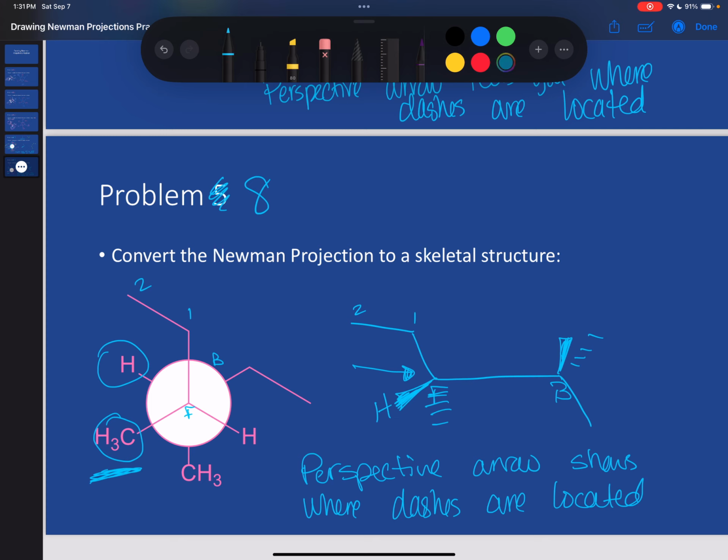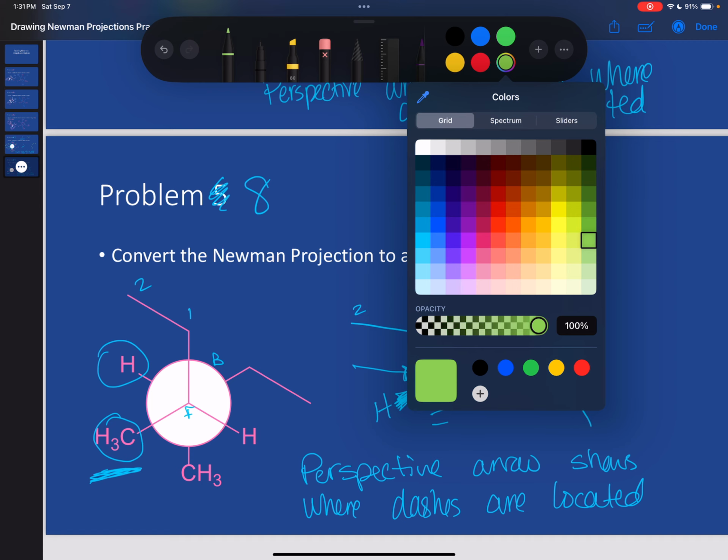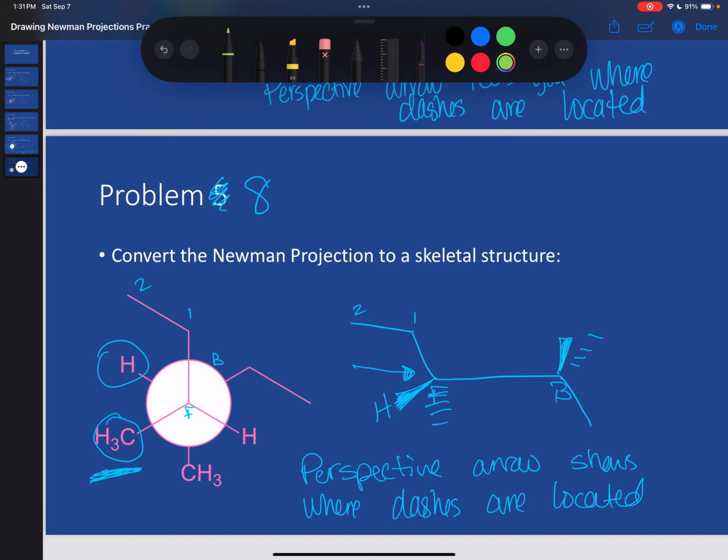So that is my front carbon. And now let's look at the back carbon. The easiest thing is what is going straight down. Well, that's just going to be the methyl group here. So I'm going to leave that blank because it's implied that this is a methyl or a carbon. And then like we said, that perspective arrow is on the left side of the structure, so whatever's on the left should be on a dash. So that's going to be hydrogen. And then the right side is going to be on the wedge, which is the ethyl group. And so this is everything on my compound.